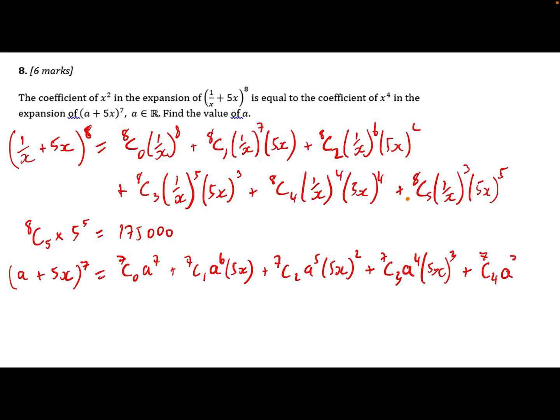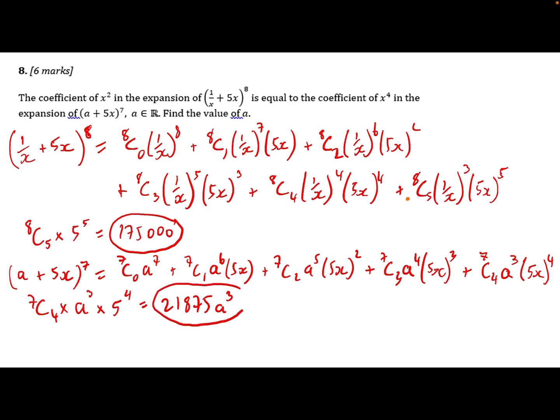And it's this next one that's going to give me the x to the 4. So 7 choose 4, a to the power of 3 times 5x to the power of 4. So what's the coefficient of x to the power of 4 here? It's going to be 7 choose 4 times a cubed times 5 to the power of 4, which my calculator tells me is 21,875 a cubed.